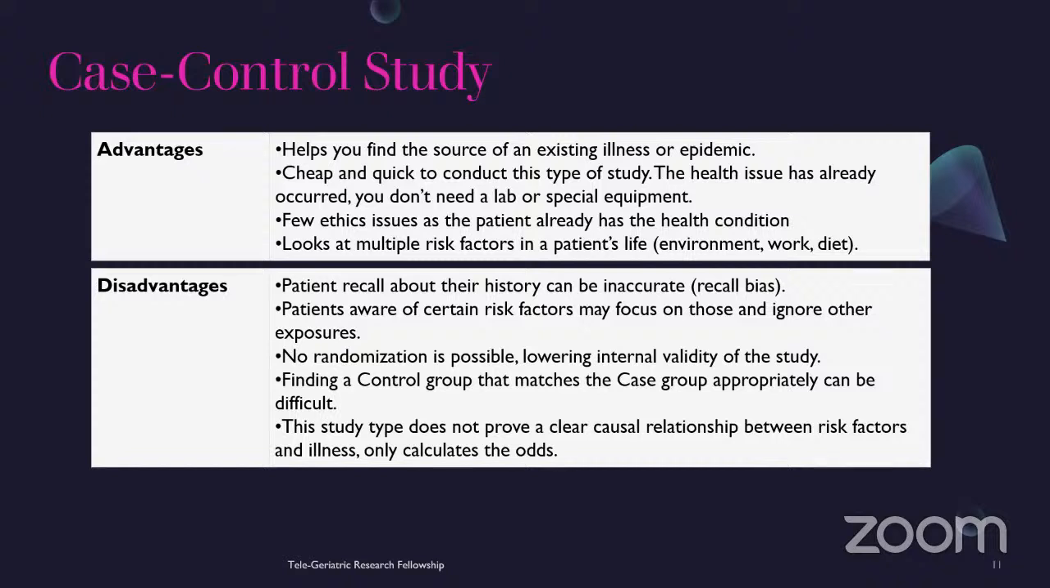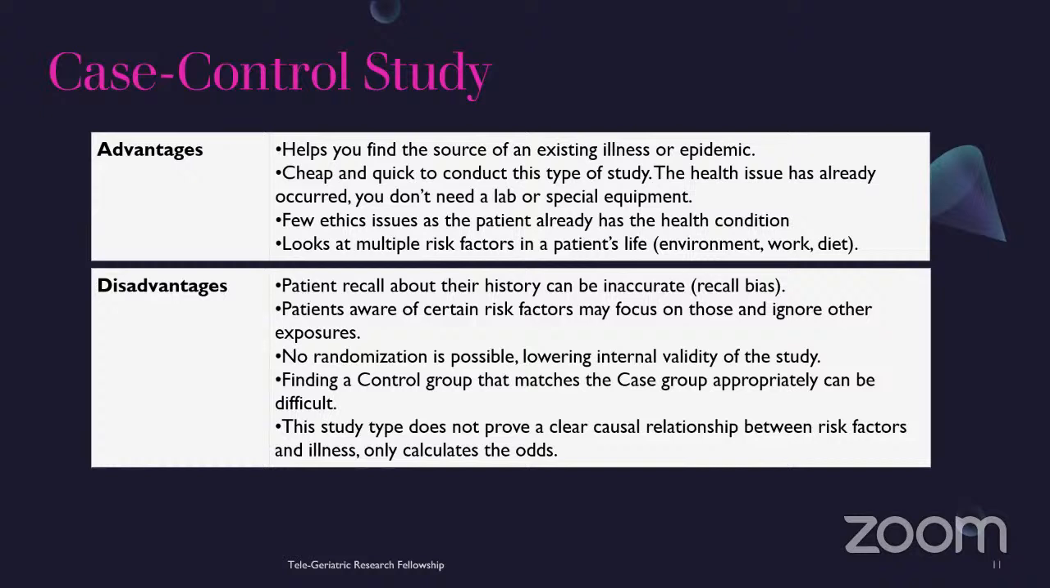No randomization is possible, lowering internal validity of the study. Very important. It lowers the internal validity of the study. Finding a control group that matches the case group appropriately can be difficult, right? We cannot match everything because they are already diseased, the cases and the controls. We have to match them in all respects except for the risk factor and the disease factor.